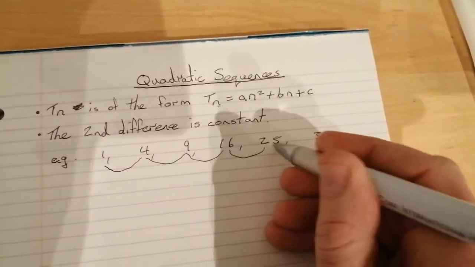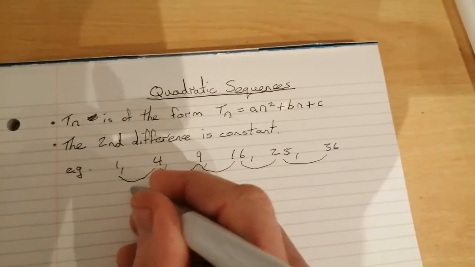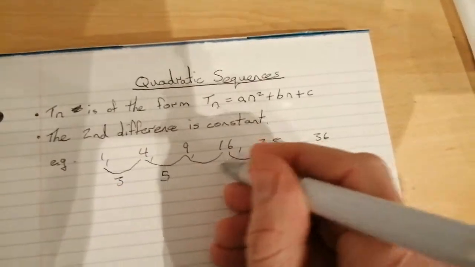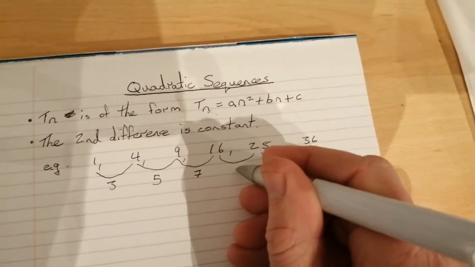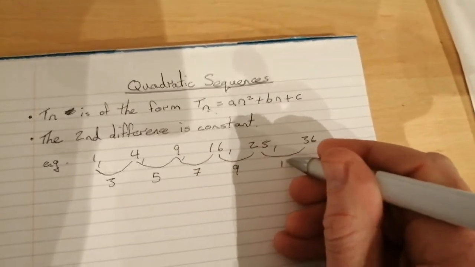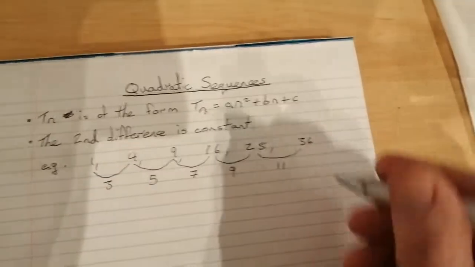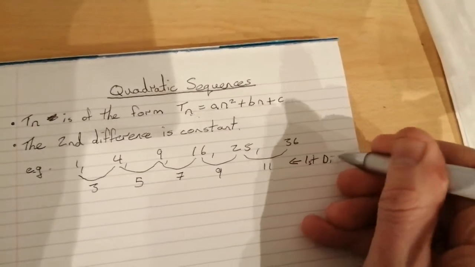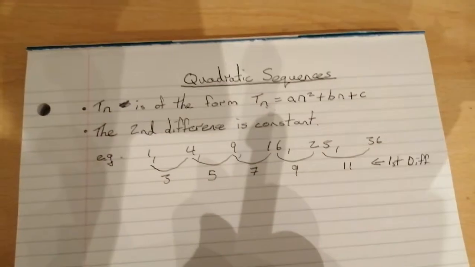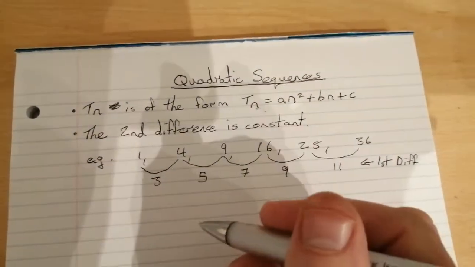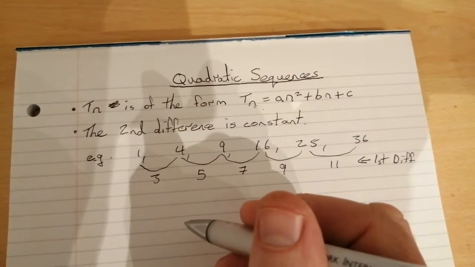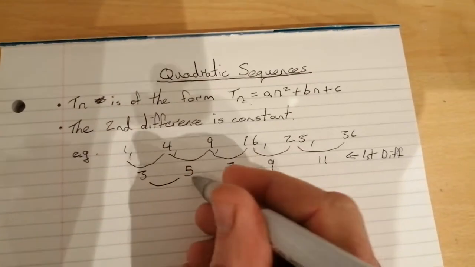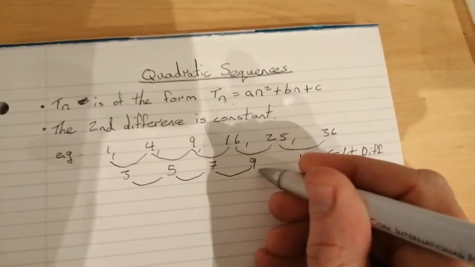So we look at the first difference and we see 1 to 4 is going up by 3, 4 to 9 is going up by 5, 9 to 16 is going up by 7, going up by 9, and going up by 11. Definitely not linear anyway. That's the first difference. So definitely not linear. So this is what we call the second difference. It's, if you like, the difference between the first differences. So we look at here, here, here, and here.